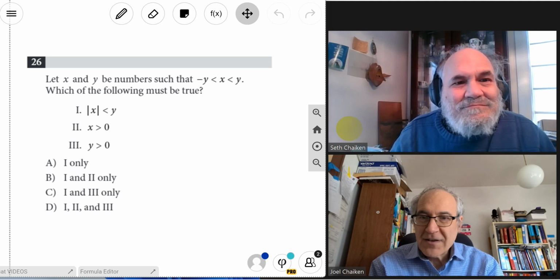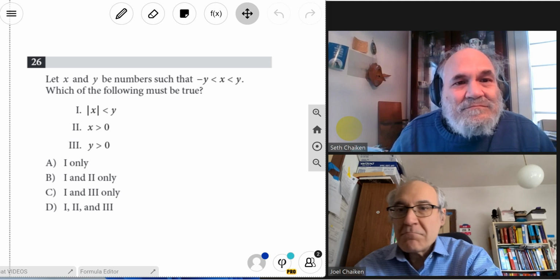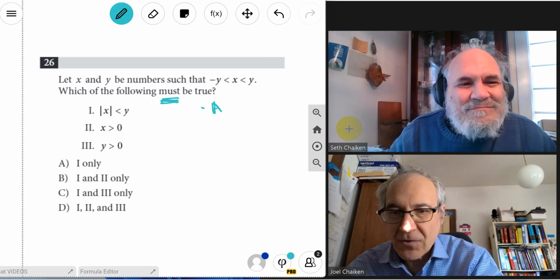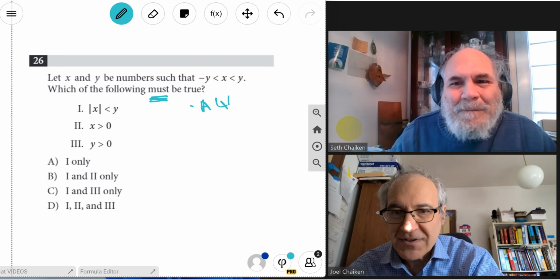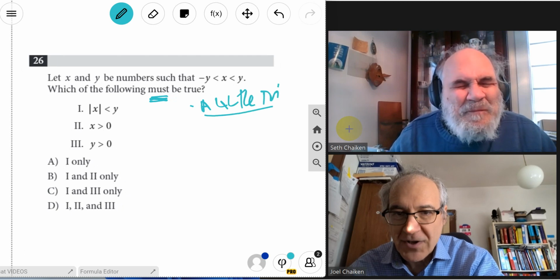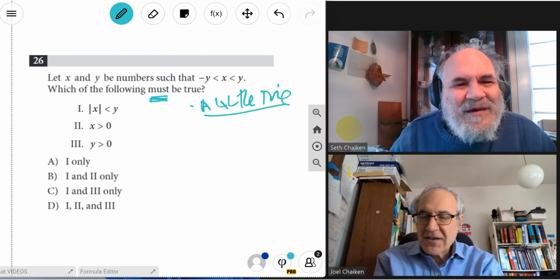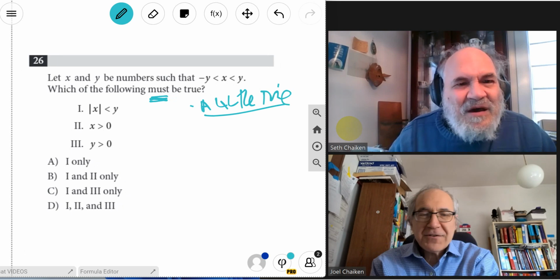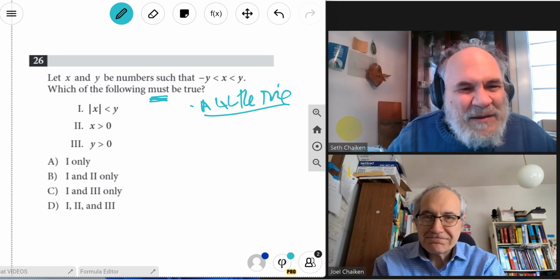Let x and y be numbers so that x is between y and negative y. Which of the following must be true all the time? All the time. We have to make sure that that's clear. Yes. Got it. Okay, great. So let me give my impression. Go ahead.